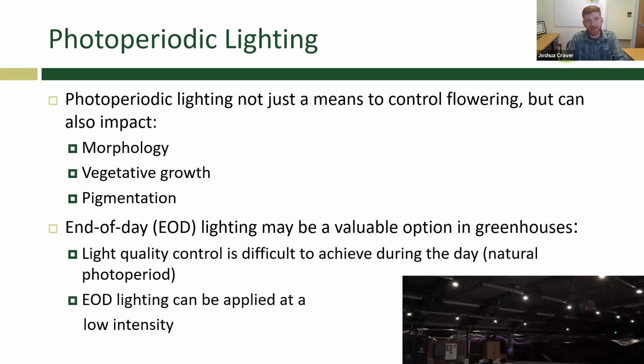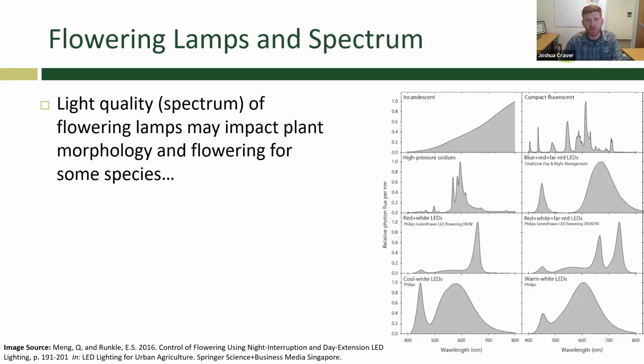Additionally, what's important about end-of-day lighting that separates it from supplemental lighting is that it's applied at very low intensities. A lot of what we've been looking at is, can we use very low intensity light to potentially manipulate plant morphology and instigate some beneficial responses? End-of-day lighting is something that we've been focusing quite a bit on in our lab.